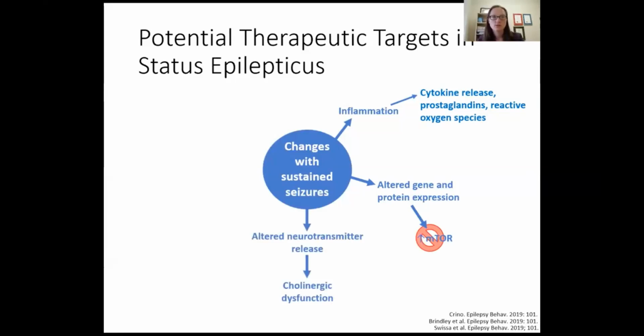Altered neurotransmitter release, we've already talked about when it comes to GABAergic transmitters, but there also may be dysfunction in cholinergic systems. So targeting cholinergic dysfunction with co-administration of medications such as scopolamine may be beneficial to help abort status epilepticus sooner.